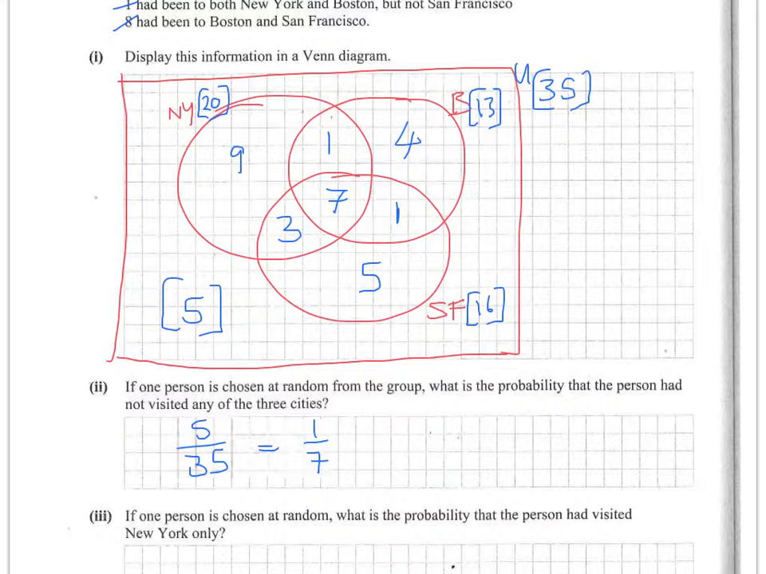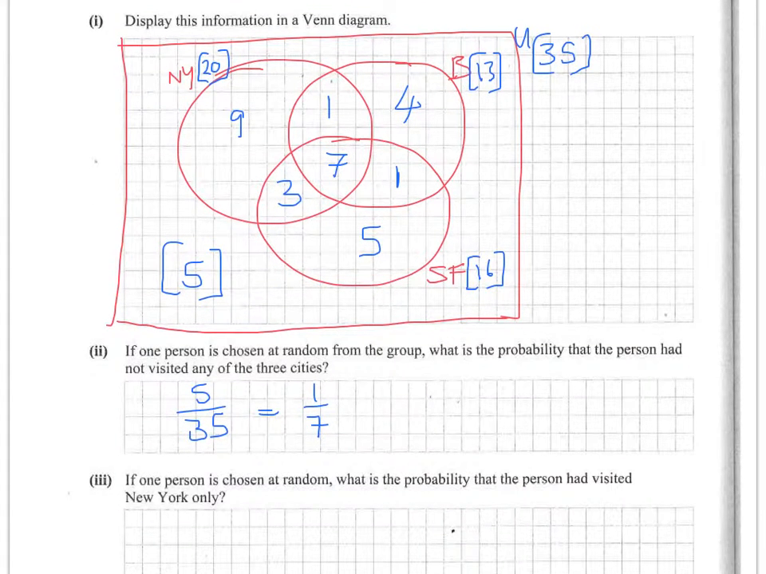What's the probability of visiting New York only? Well, this is the 9 people that went to New York only. So that's 9 out of 35. And if that can be reduced down, which it can't, but if it were able to be reduced, you reduce the fraction down as already discussed.